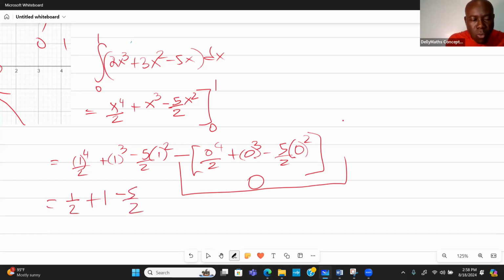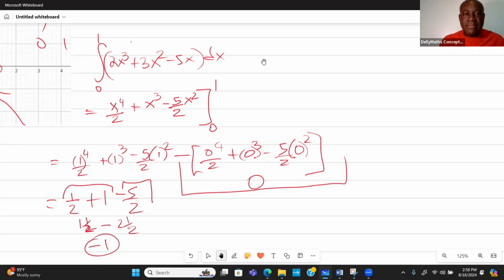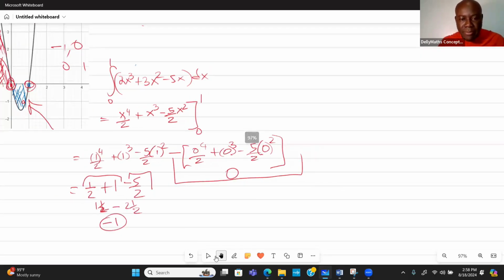If you check this out, this is 1.5, and this is -2.5. So this is 1 and a half right there minus 2.5. So as you could see, I'm getting a -1. We were expecting to get a negative value because we saw definitely that this part of the curve that we're dealing with is actually beneath the x-axis.